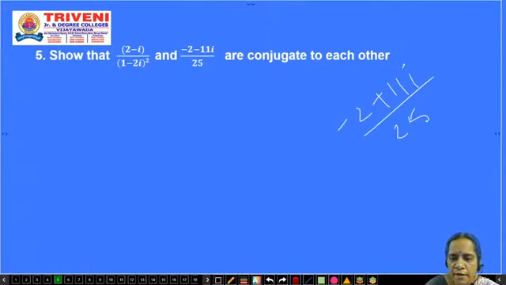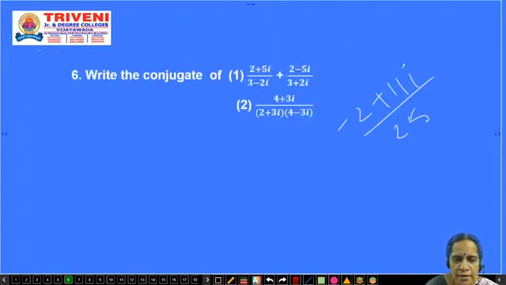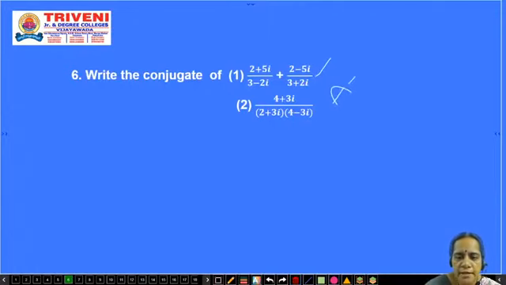These two are conjugate to each other, as in the similar problem I told you in the last class. Okay, and the next one: write the conjugate of this expression, where we have two numerators and denominators. First we have to write it in the form A plus iB. First we have to take the LCM. What is the LCM here?